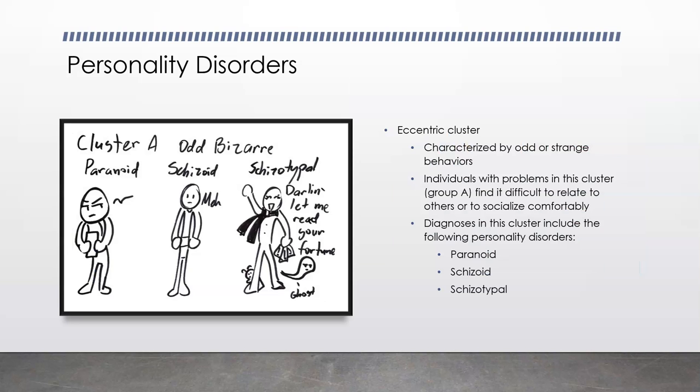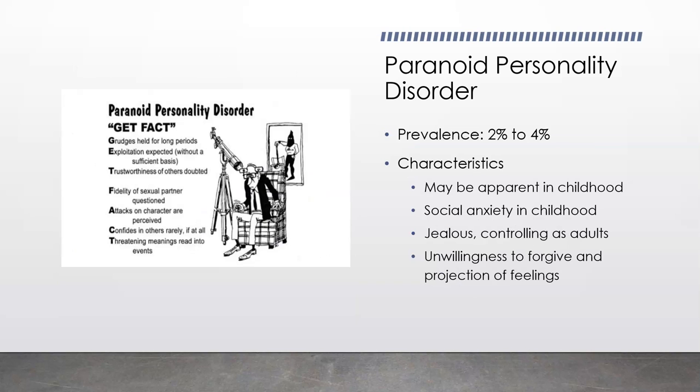Right, so when we get into cluster A, this is that eccentric cluster. They find it difficult to relate to others and to socialize comfortably. First one, paranoid personality disorder. This one, super easy to remember. They are paranoid. They are jealous. They're controlling. They have social anxiety, unwillingness to forgive. This is a patient who's not going to want to take their meds because they're going to be afraid you're poisoning them. They're going to be afraid that everyone is just out to get them.